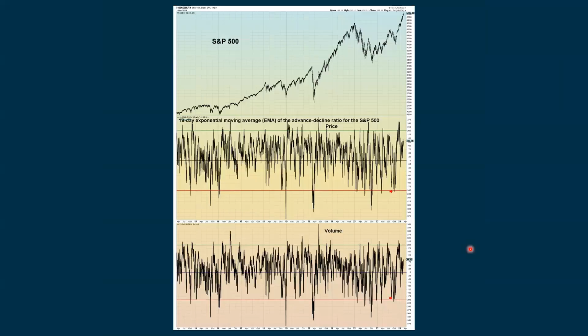Then we look at a 19-day exponential moving average of the advance decline ratio, and we break it down based on price and volume. We use this like an oscillator. I'm not using it that way now because we're not getting an extreme positive or negative reading, but we're above zero and advancing on both, so that is positive.